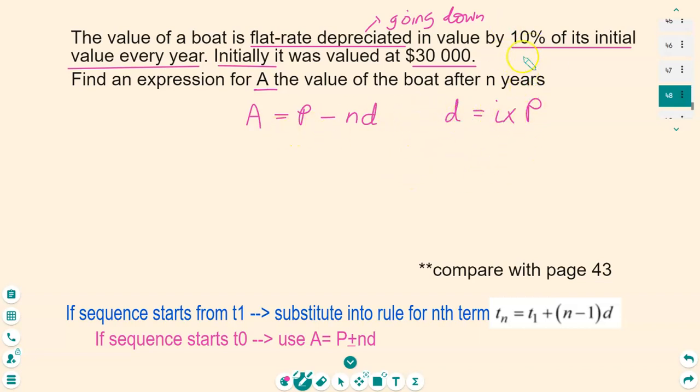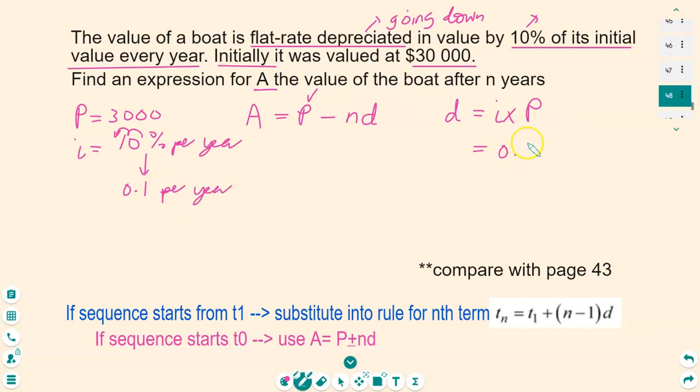And let's write down a data table. So initially it was valued at $30,000. Initial value means P. So we've got P now. And it looks like we have to actually find that value that it's changing by every year. We need to calculate it. So we're going to calculate D. 10% as a decimal, let's actually put it over here. 10% per year is 0.1. Move that decimal 2 places to the left. And let's chuck it in.